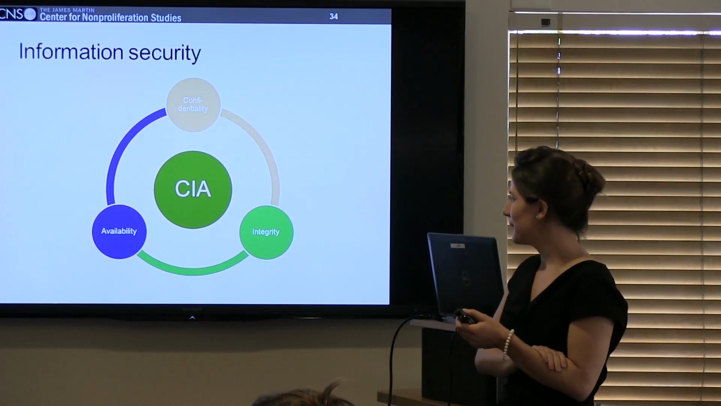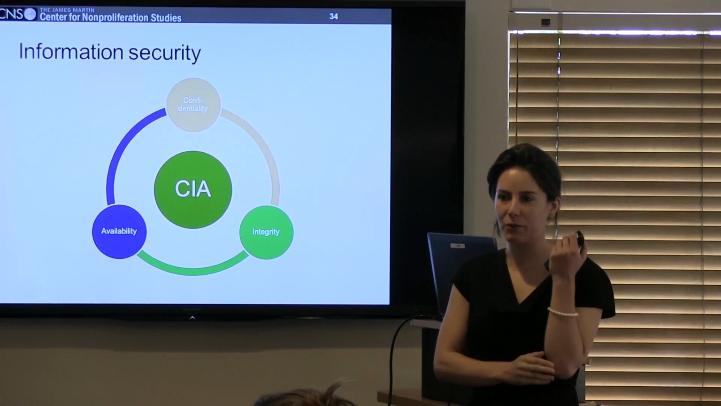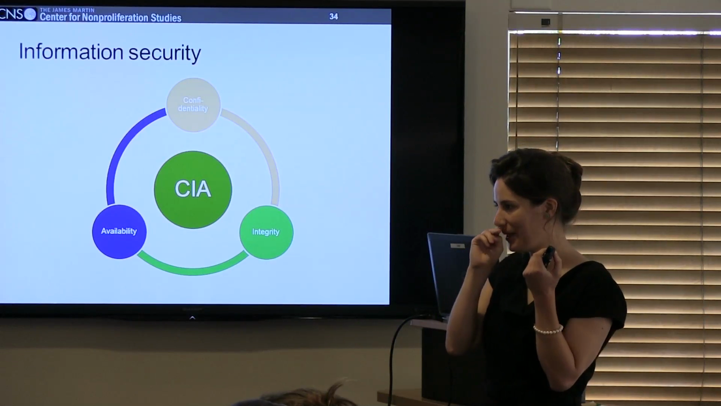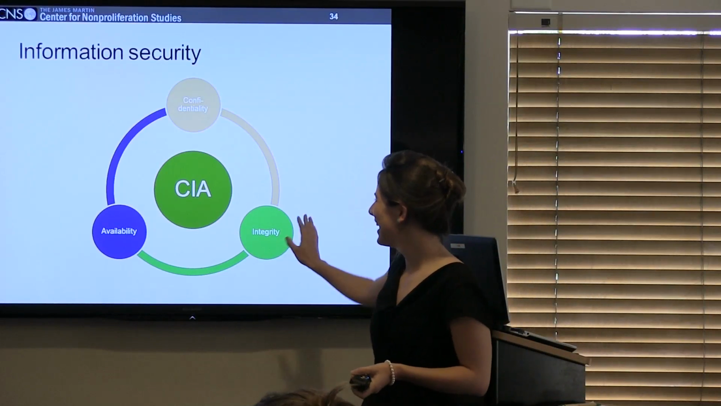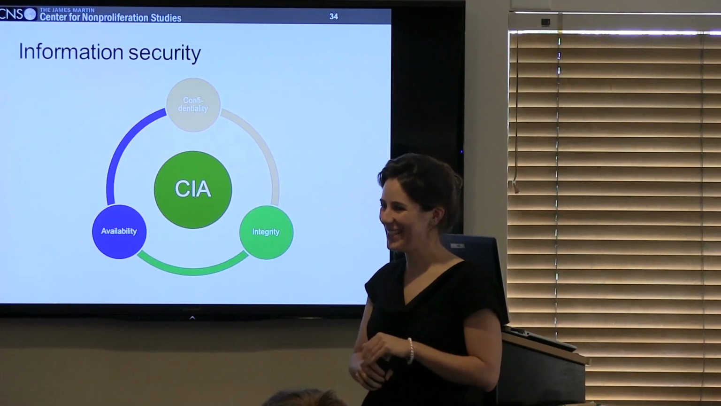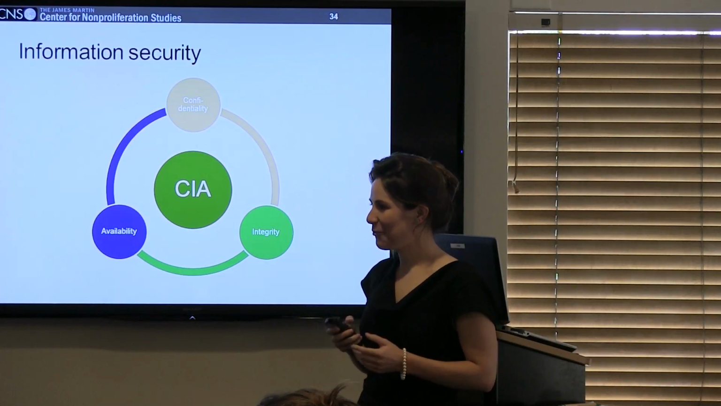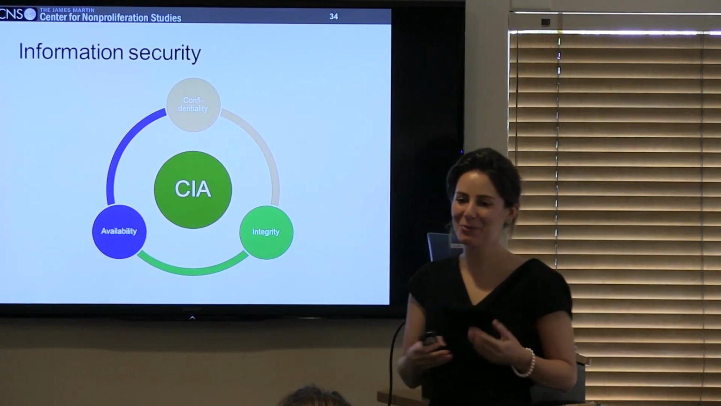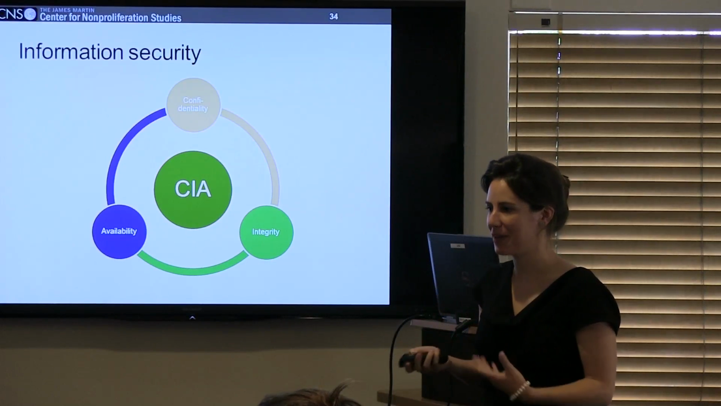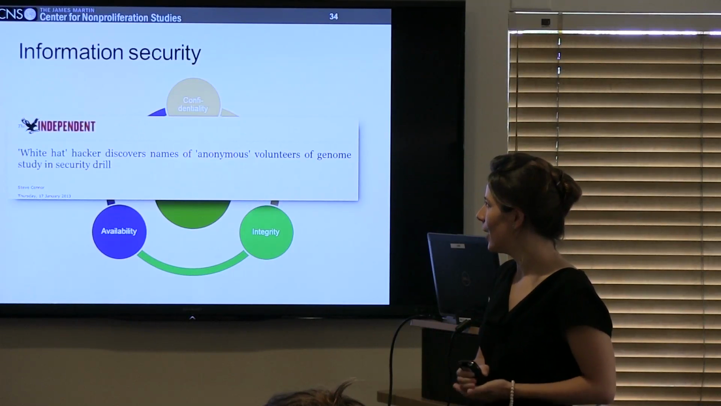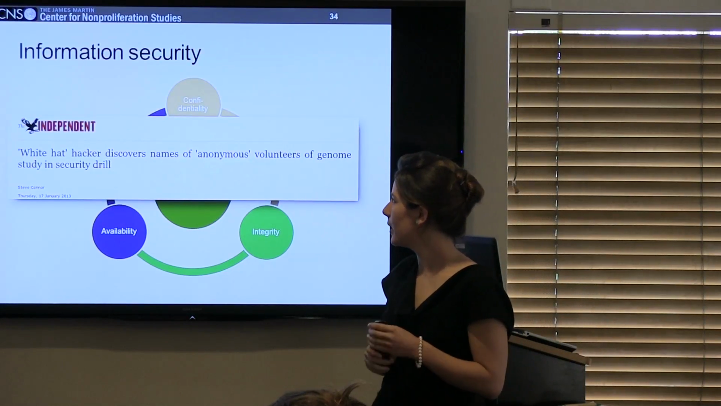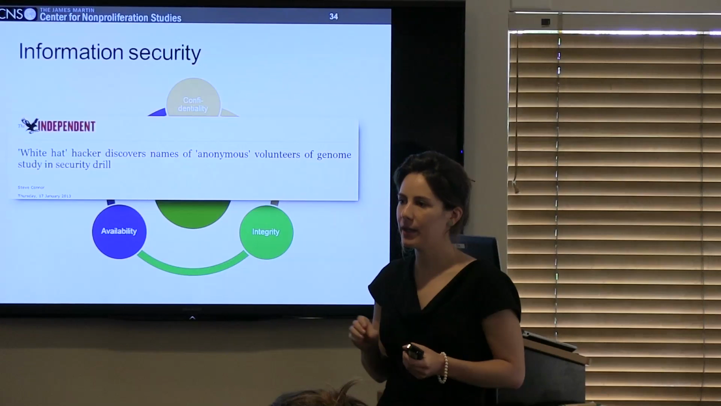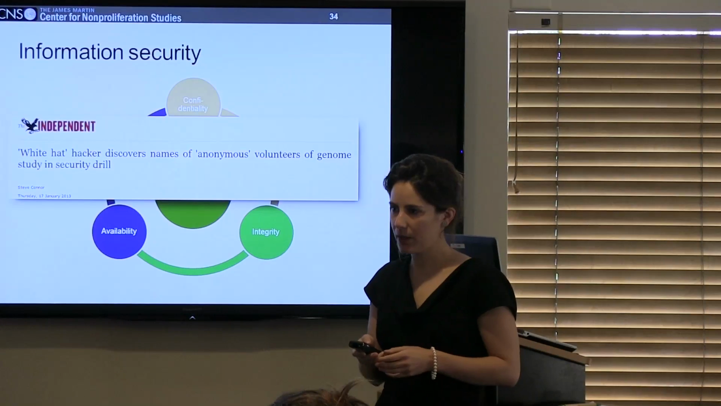There are 3 ways we can think of information security, and to remember it, it's the CIA: confidentiality, integrity, and availability. Confidentiality is about protecting your data privacy, basically. Something related to that is that hackers are able to discover the names in anonymous genomic studies.